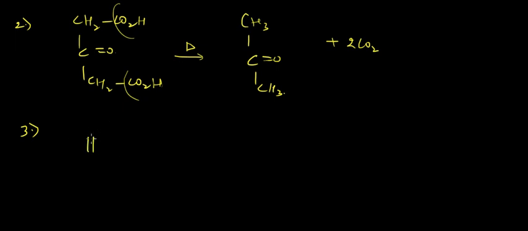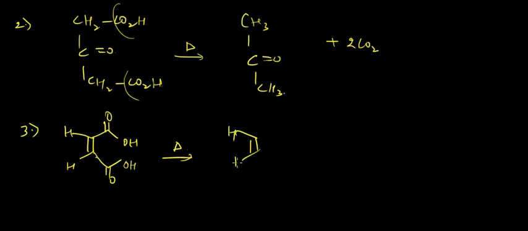What happens when we heat this compound? We have H and H here, and a geminal dicarboxylic acid. On heating it would form an anhydride, as we have already mentioned in the previous lecture. So we'll get something like this as the final product.